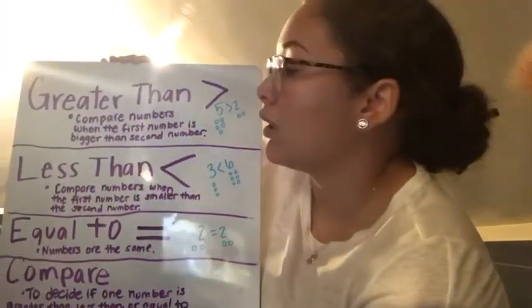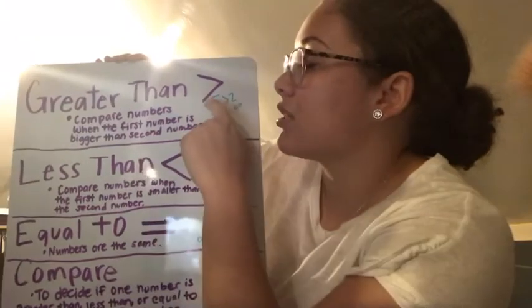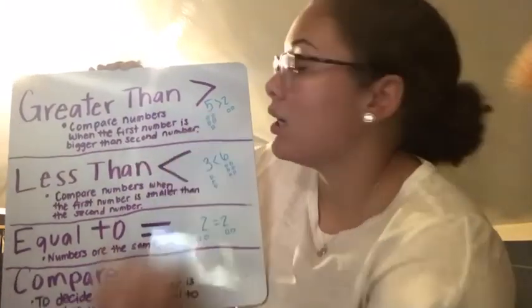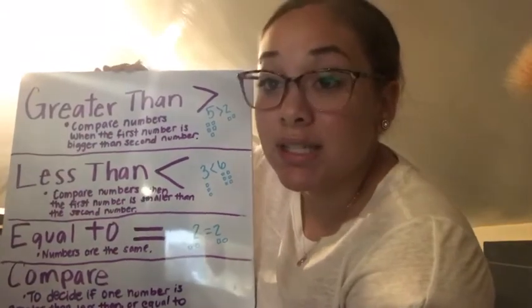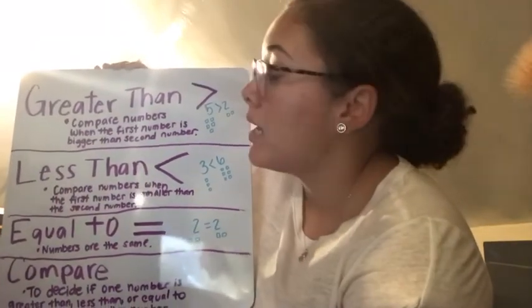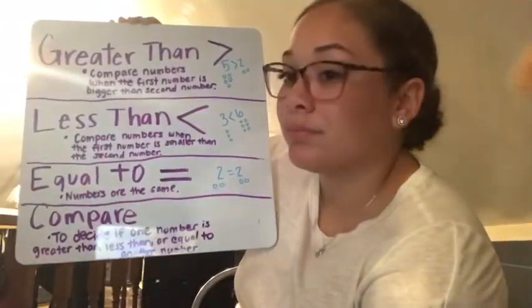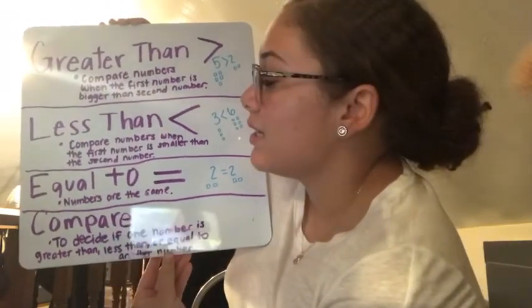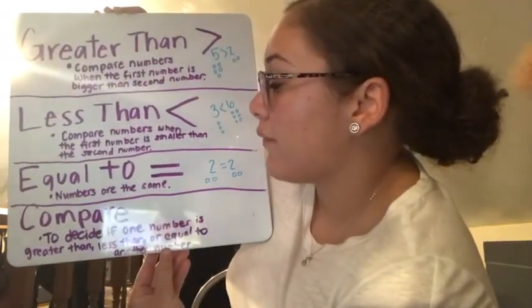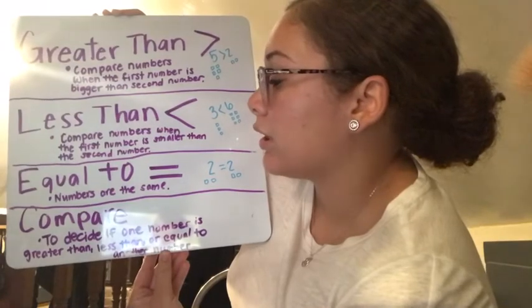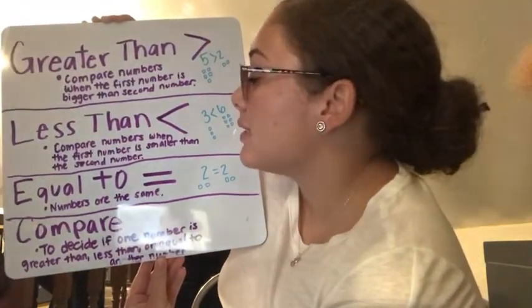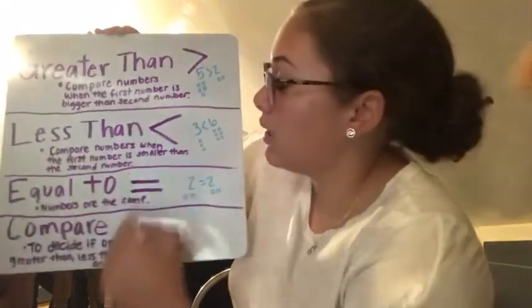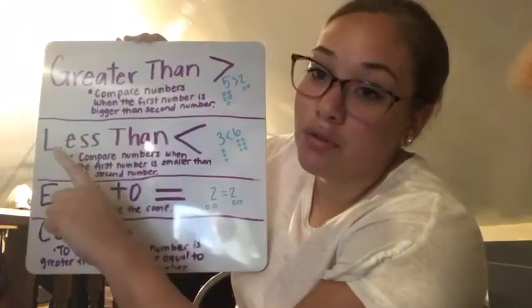Now remember, this is the greater than symbol, and the greater than symbol eats the bigger number, right? Less than: compare numbers when the first number is smaller than the second number. Remember that the less than symbol points to the smaller number.